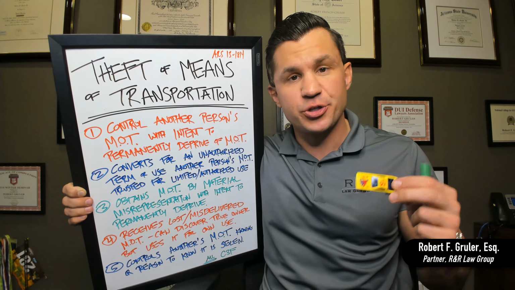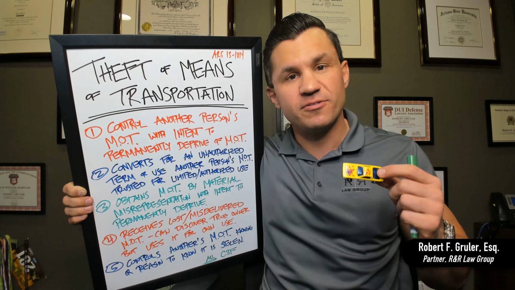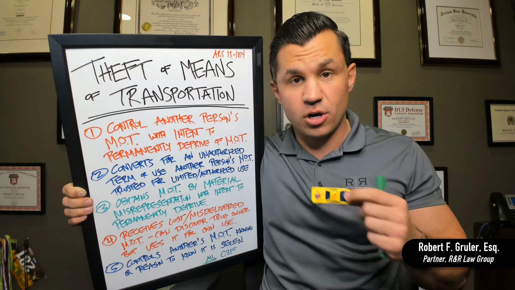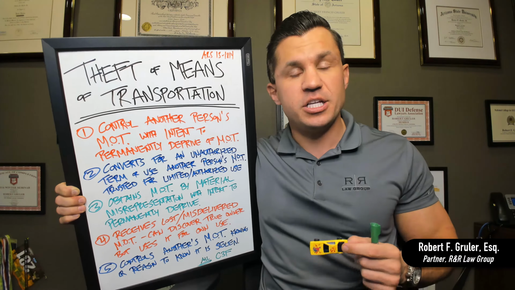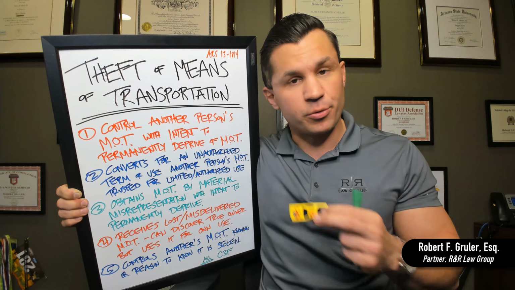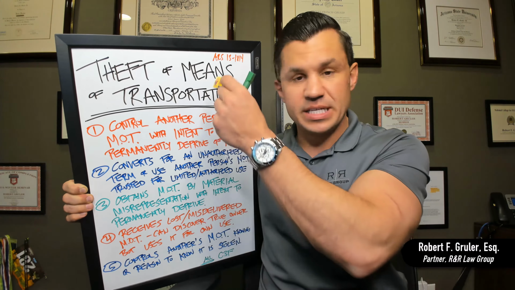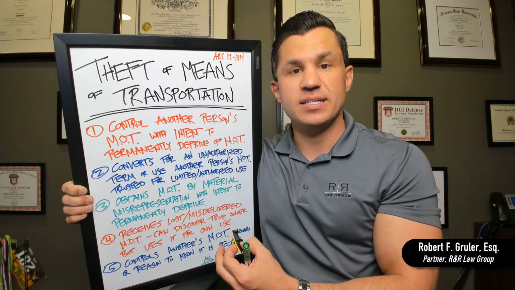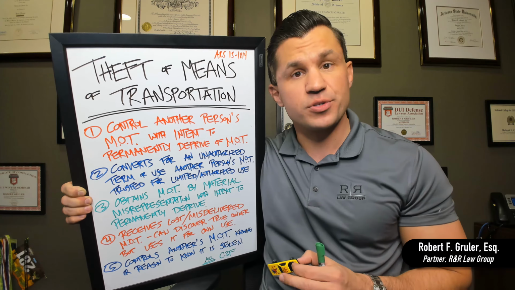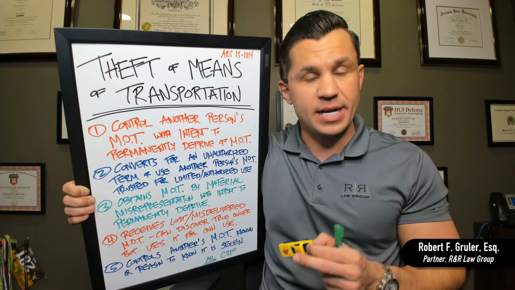Let's look at the statute, and I will explain what level felony each one of these are. So first, let's take a look at the statute, A.R.S. 13-1814. If you pull it up or throw that number into Google, you'll see these 5 different subsections here. Each one of these individually is a way that a person can be charged with theft of means of transportation.